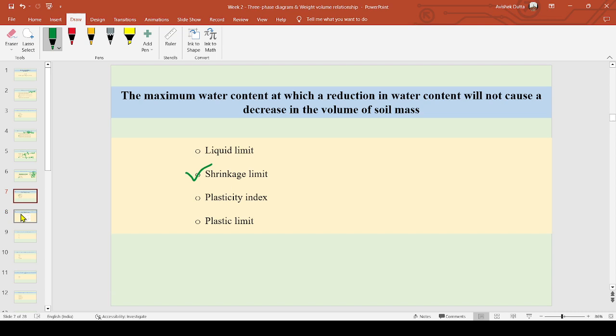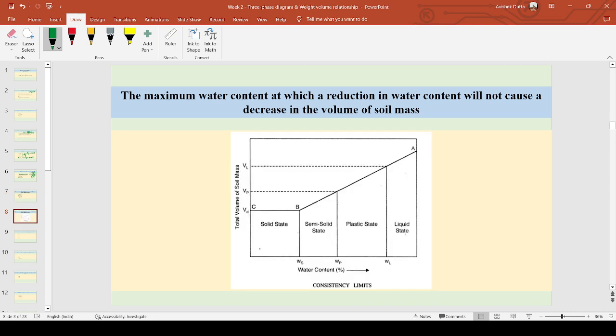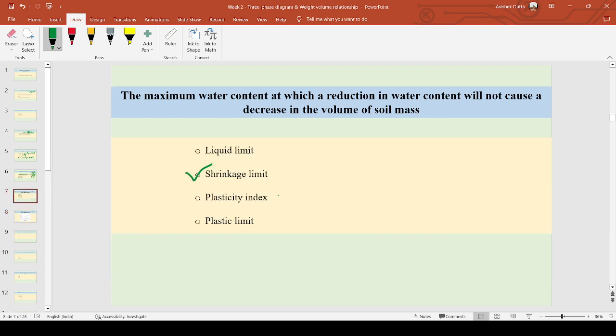What is plasticity index? Plasticity index is the range within which the soil remains in the plastic state. This is the plastic state. So which limit is more? WL is more than WP, right? Liquid limit is more than plastic limit. So the difference between liquid limit and plastic limit, WL minus WP, gives us the plasticity index. Plasticity index is liquid limit minus plastic limit.